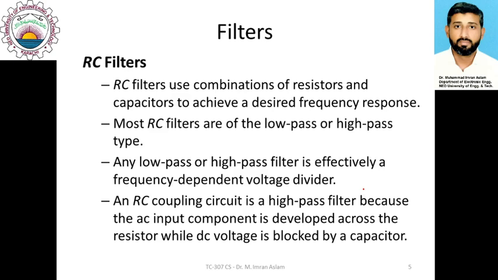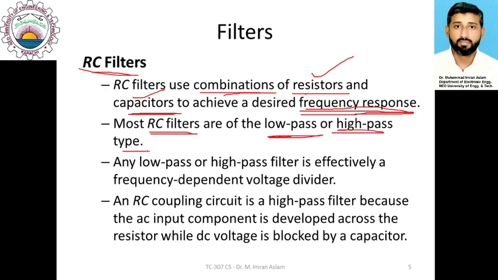Just as an example, we take a look at different passive filters. Passive filters, as I mentioned, are made of passive components like resistors, capacitors and inductors. One of the common filters that we use in communication systems is the RC filter. RC filters are made as a combination of resistors and capacitors, and by using different combinations of resistors and capacitors, we achieve a desired frequency response of the system. RC filters are often implemented as low pass or high pass filters.